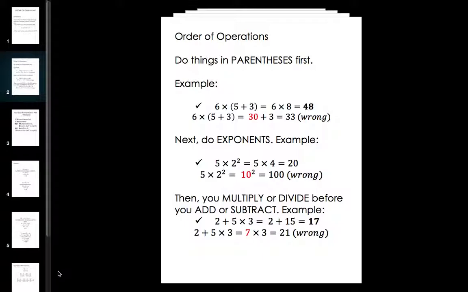Then, the next step in the order of operations is multiplication or division, before you add or subtract. For example, 2 plus 5 times 3, the first thing you would do is multiply the 5 times 3, and then add to the 2 to give you 17.